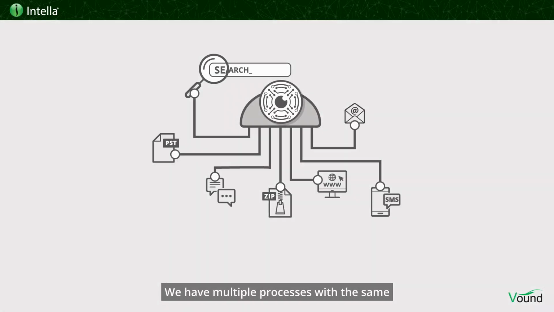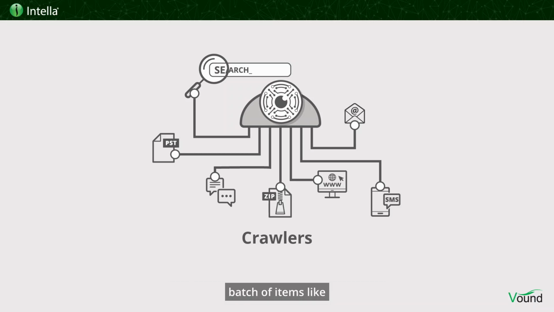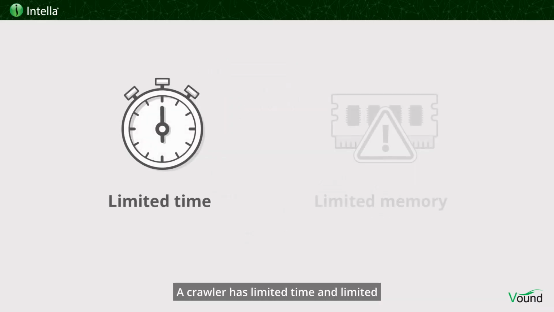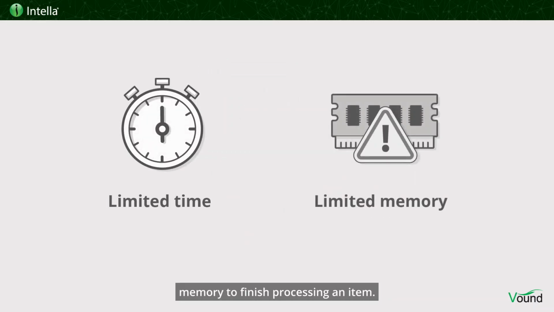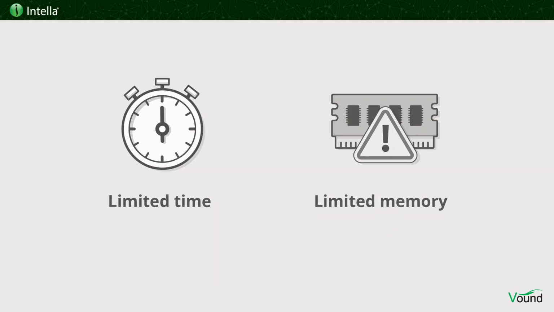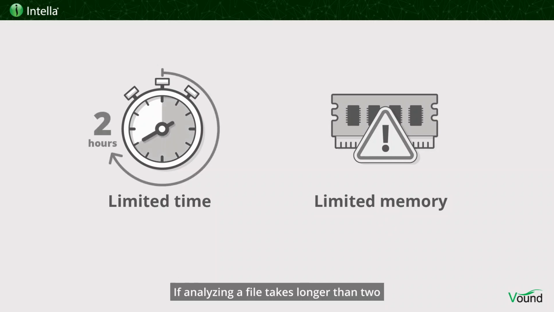We have multiple processes with the same task, indexing data. We call these particular processes crawlers. A crawler is responsible for processing a batch of items like documents, PST files, etc. A crawler has limited time and limited memory to finish processing an item. If analyzing an item takes longer than 2 hours, we stop the process.